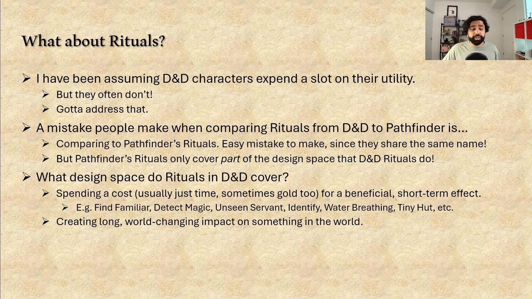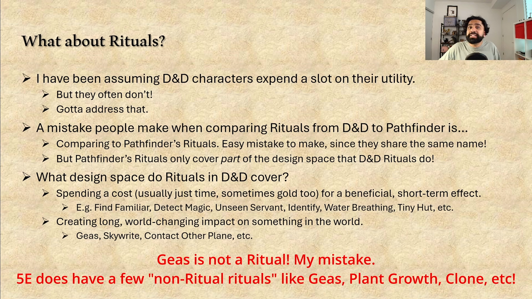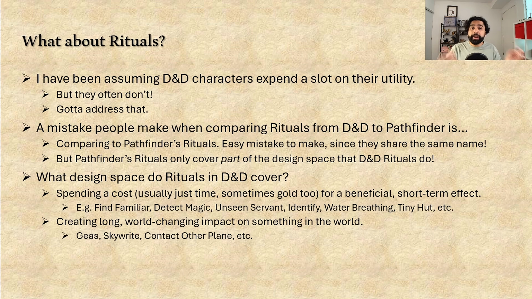And then there are rituals that create longer duration, potentially world-changing impact with narrative implications. This includes things like Geas or Skywrite or Contact Other Plane. You're making a deal with someone, a bargain with someone, or you're sending a message to your allies in a different city, or you're contacting your warlock's patron, or any number of things like this. These are the rituals that have narrative implications.